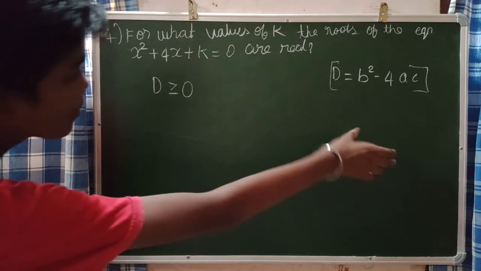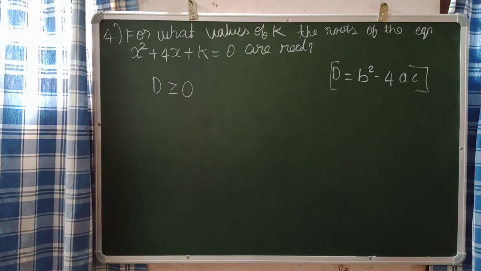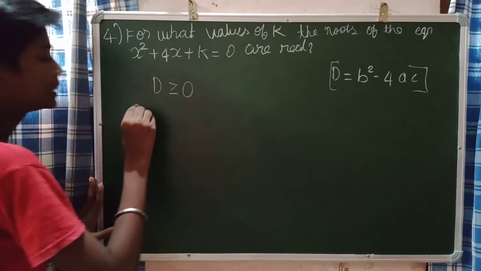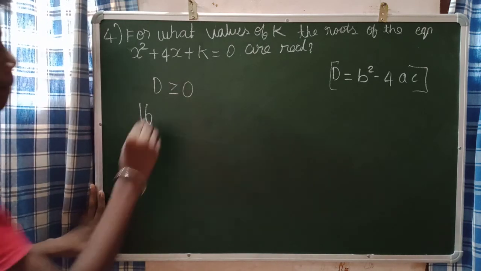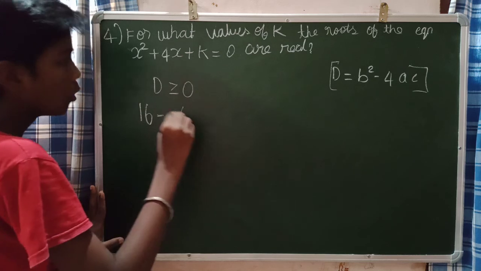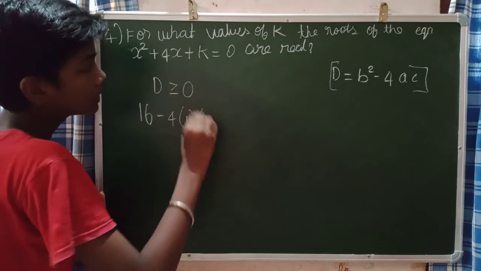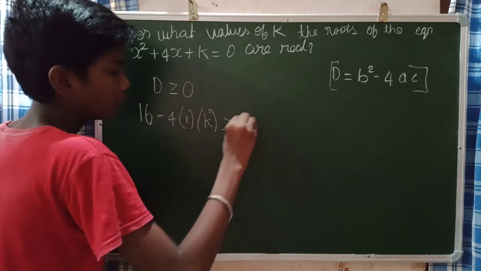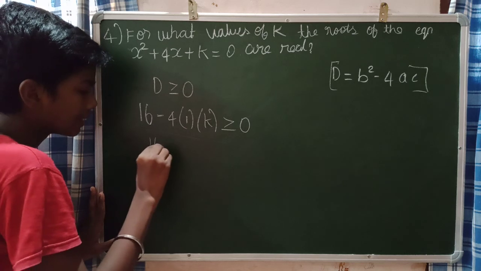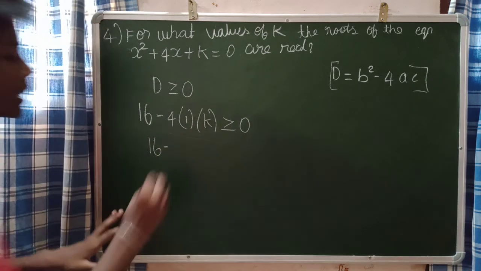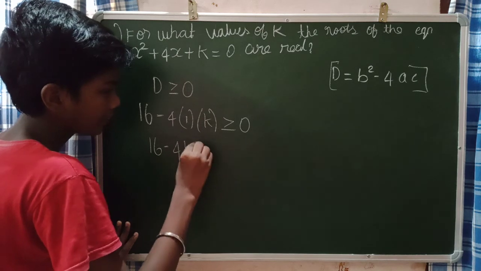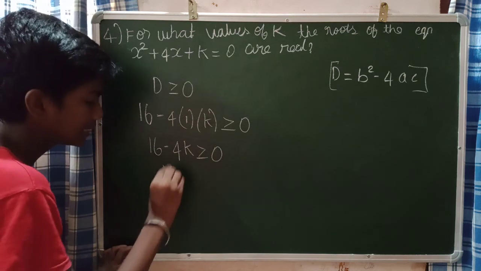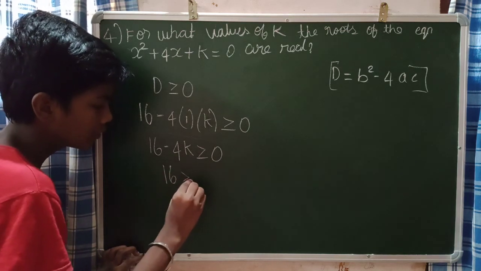Now, what is the discriminant of this particular equation? The discriminant is nothing but b square. b square is 4 square, 4 square is 16. Then minus of 4 into a. What is a? That is 1. Into c. What is c? That is k. And that should be greater than or equal to 0. That means 16 minus 4 into 1 into k, which is 4k, should be greater than or equal to 0. That means your 16 is greater than or equal to 4k.